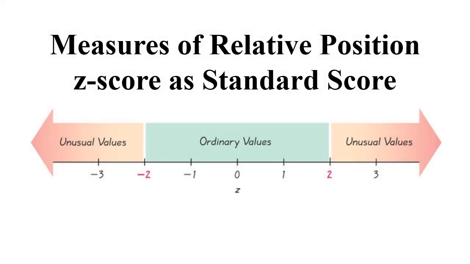Once again, class. So this is the third part of my presentations about the mean and standard deviations applications. This time we are going to talk about the measures of relative position using the z-score as a standard score. Most often than not, class, when we gather data and we want to compare different data sets, their values are unstandardized or not standardized.